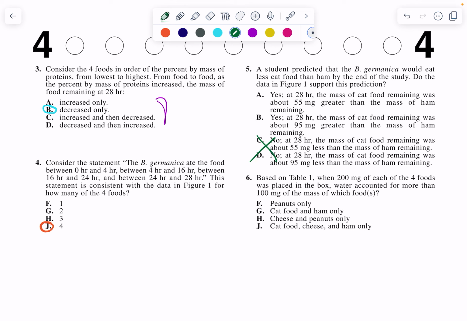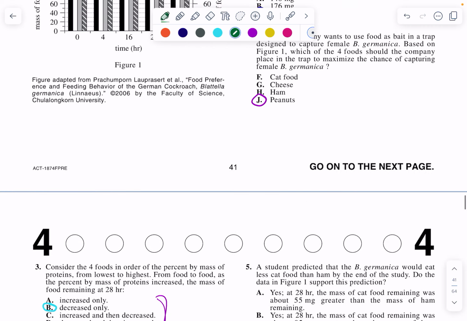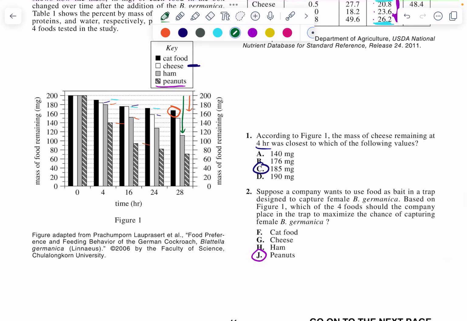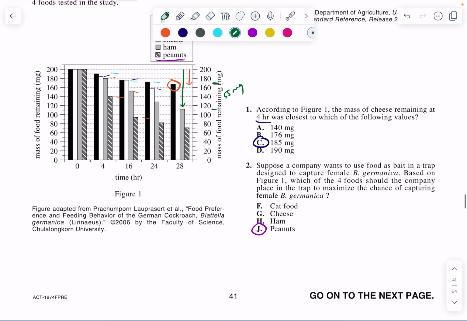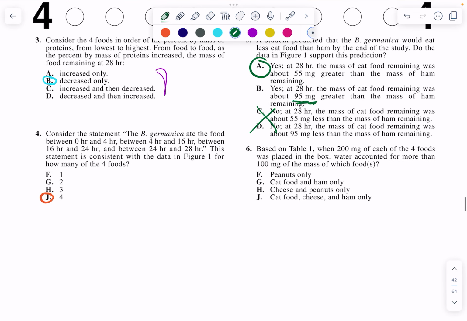So it's going to be either A or B here. A says yes, at 28 hours, the mass of cat food remaining was about 55 milligrams greater than the mass of ham remaining. Okay, so let's take a look what that difference is. 165 down to 110, that's a difference of about 55 milligrams, which is indeed the answer. The other one says the difference would be 95 milligrams, which is not true. It didn't eat quite that much difference, so it's A.